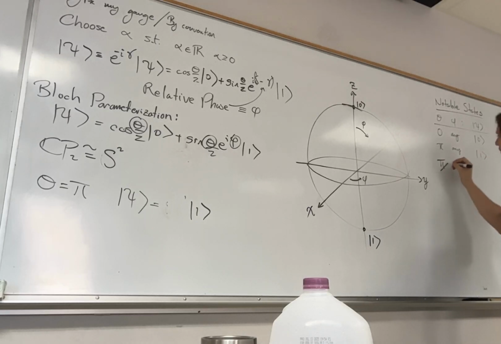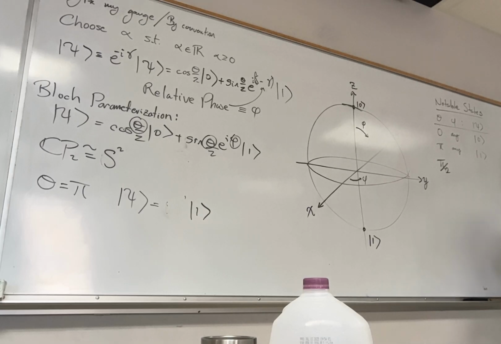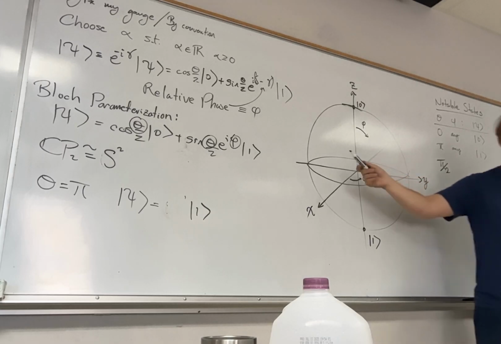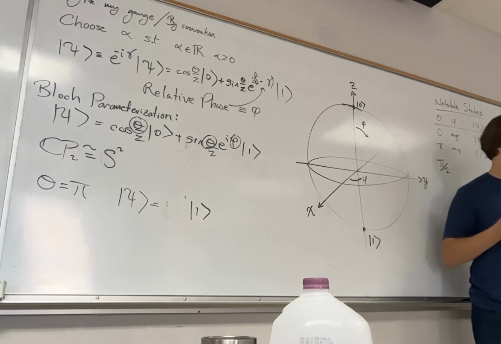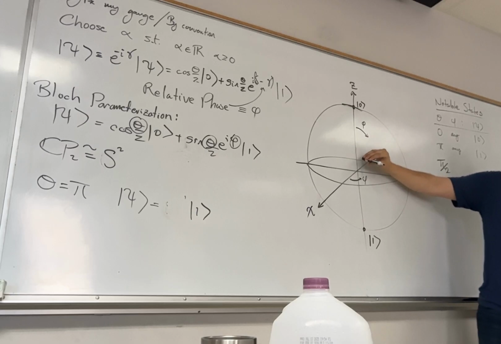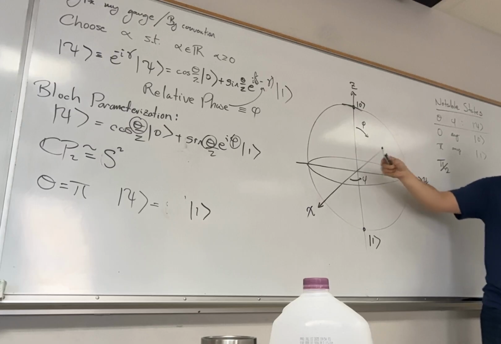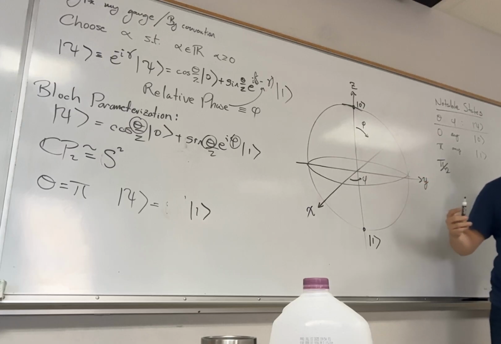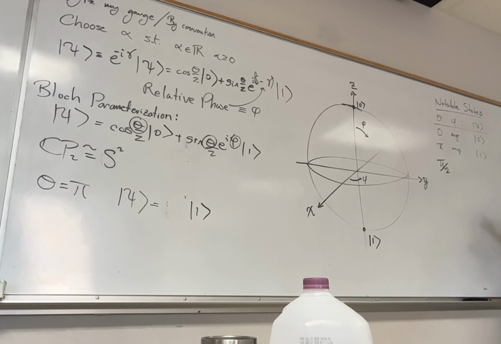Okay. What about if theta equals pi over 2? Well, where would we end up if theta were pi over 2? Well, that's the equator. The xy plane, exactly. It's the equator of the sphere. Yep. Thank you. Exactly. And so now it actually does matter what phi is. So let's say phi equals 0. What state do we get?